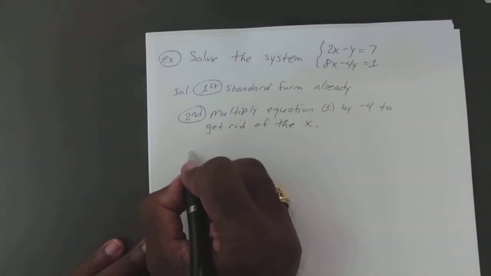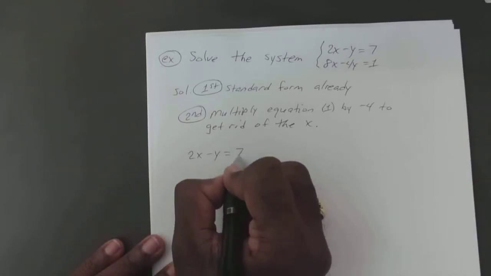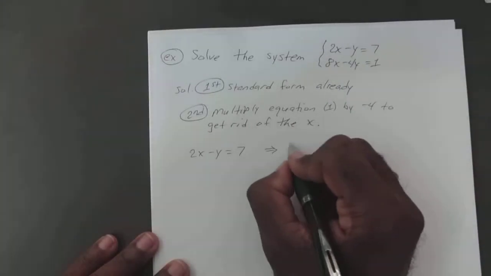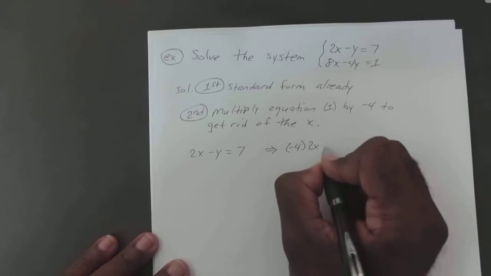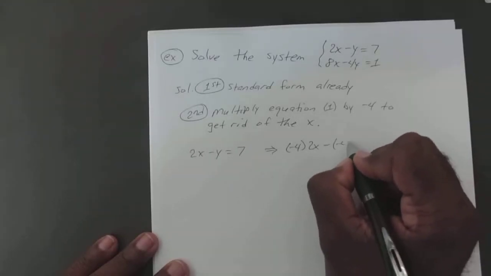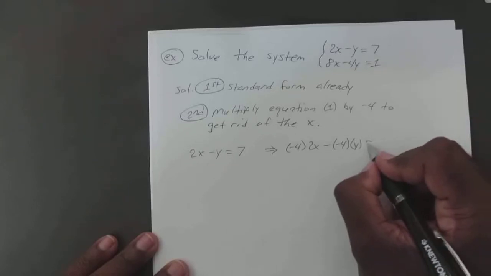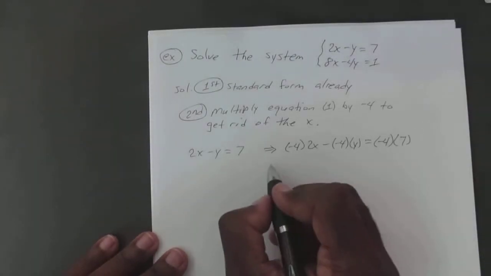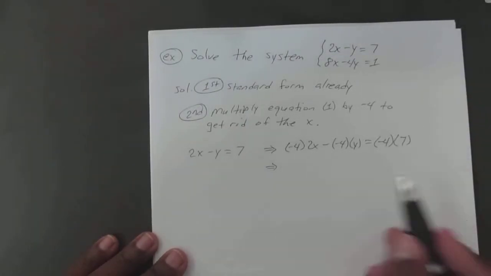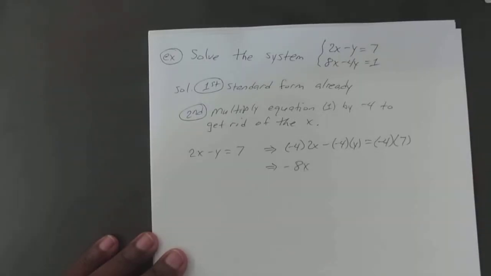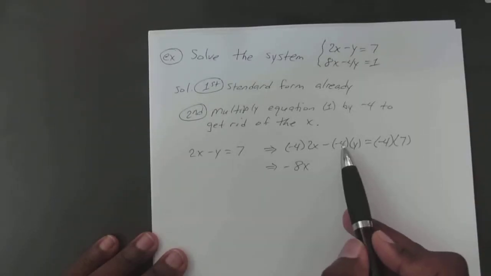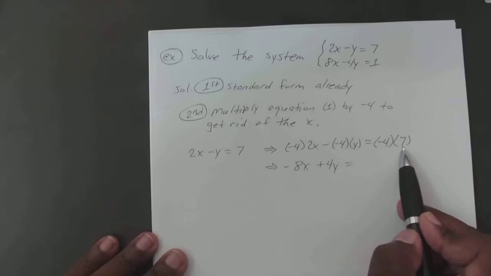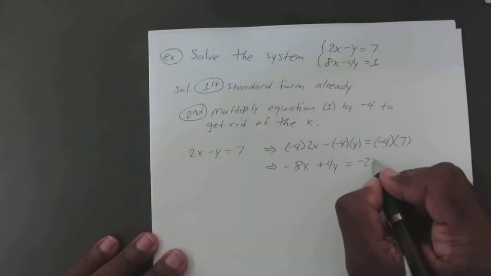Okay, so if we have our equation 1, 2x minus y equals 7, we have to multiply each term by -4. So you have -4 times 2x minus -4 times y equals -4 times 7. Okay, so that gives us -4 times 2x, which is -8x. Negative times negative is positive, so we have plus 4y equals -4 times 7 is -28.